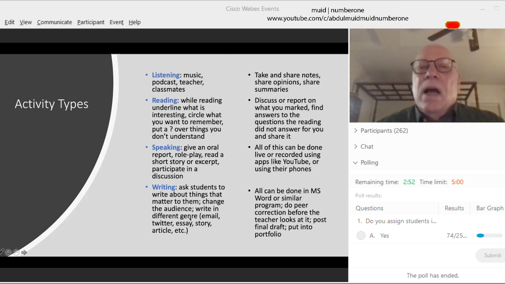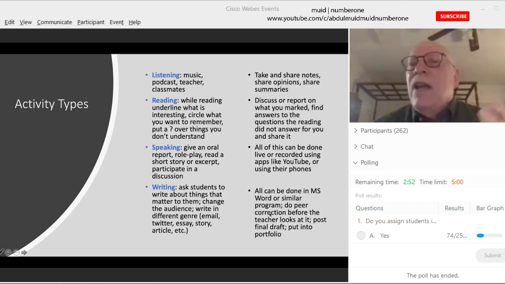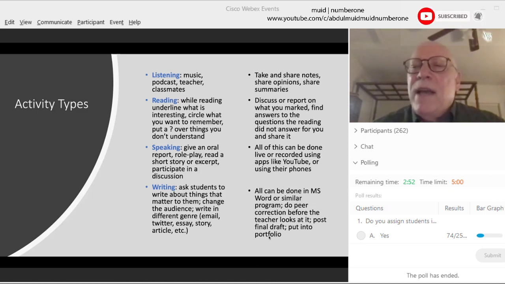Have them write in different genre as well. Have them write something in email, then change that email to a quick Twitter feed, or make it into an essay, or make it into a story or an article. All of this can be done in MS Word or a similar program, or you can do peer correction before the teacher. Have the students do peer correction before the teacher looks at it. They can do peer correction with the criteria ahead of time, a rubric or something, so they know what it is. Post it in final draft, put it into their portfolios.